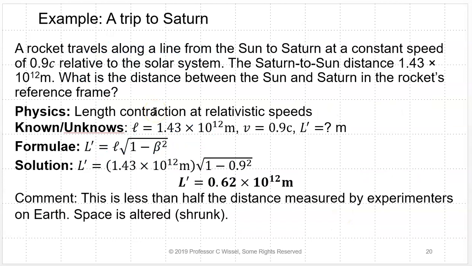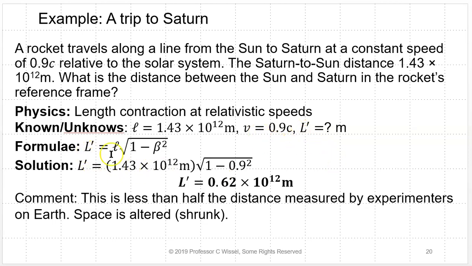So we're going to take an example here. We're going to take a trip to Saturn. A rocket travels along a line from the Sun to Saturn at a constant speed of 0.9 c relative to the solar system. The Saturn to Sun distance is 1.43 times 10 to the 12 meters. What is the distance between the Sun and Saturn in the rocket's reference frame? The physics of this is length contraction at relativistic speeds. The knowns and unknowns: little l is 1.43 times 10 to the 12 meters, beta is 0.9 c, and L prime we don't know.